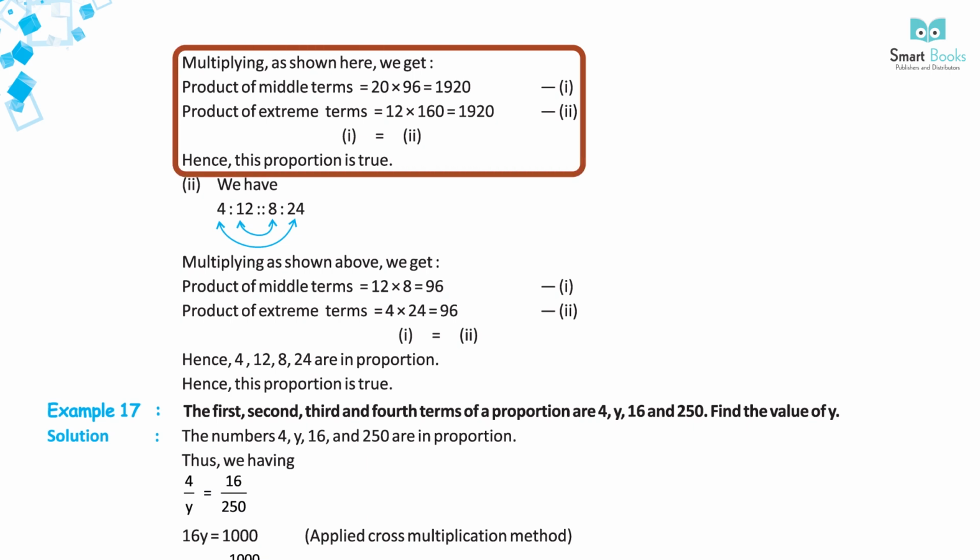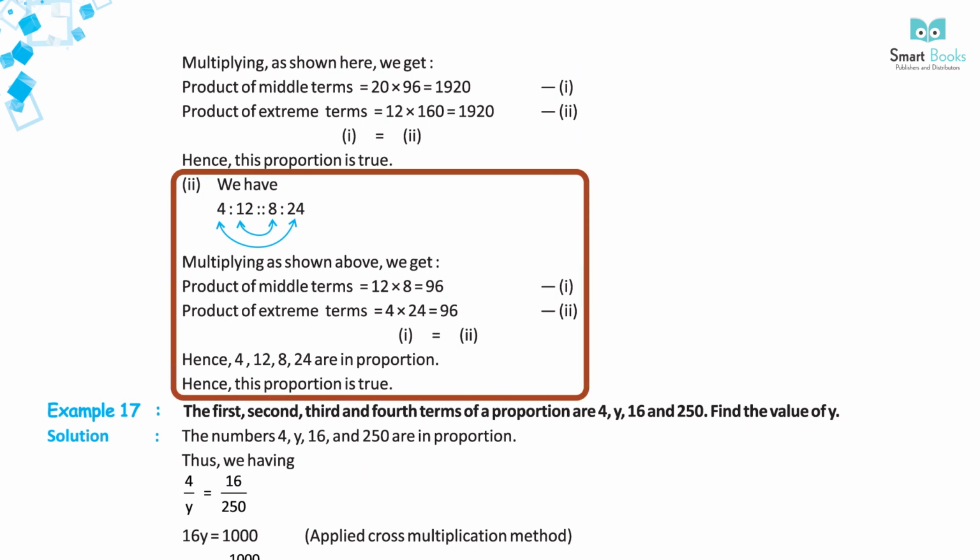Multiplying as shown here, we get product of middle terms equals 20 into 96 equals 1920. First statement, product of extreme terms equals 12 into 160 equals 1920. Second statement, first statement is equal to second statement. Hence, this proportion is true.